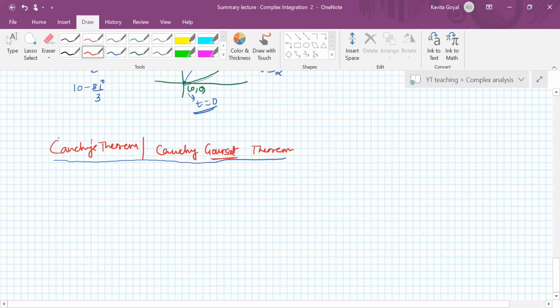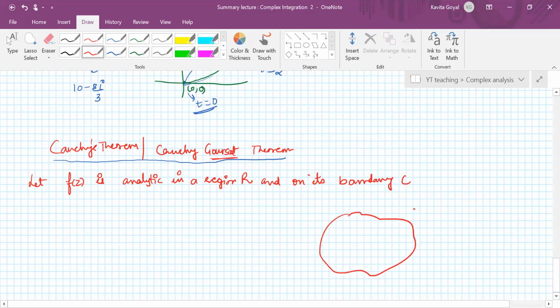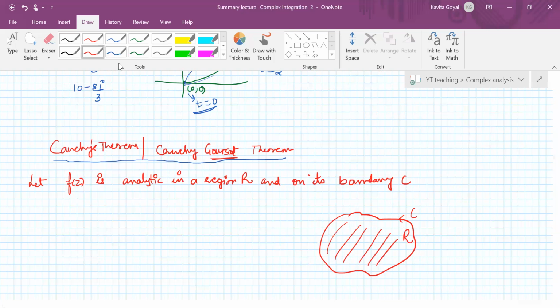So what is the statement? Suppose f(z) is analytic in a region R and on its boundary C. So what is the situation? You have a region R and its boundary is C. This is your region R. Then the integral of f(z) dz along C is 0.